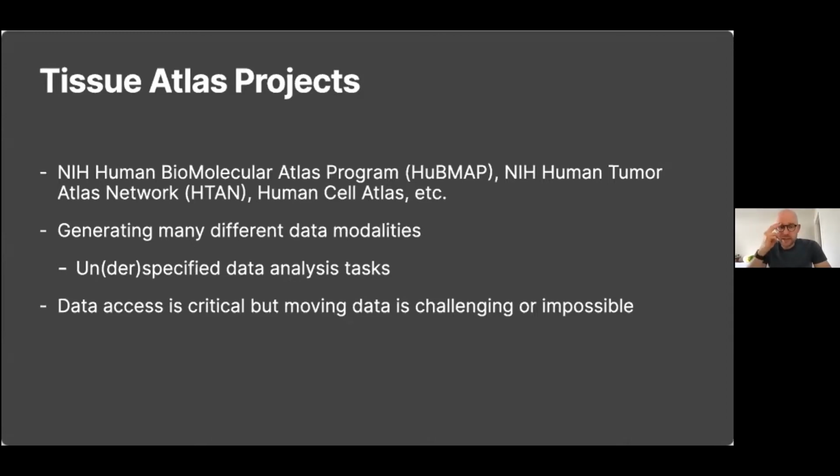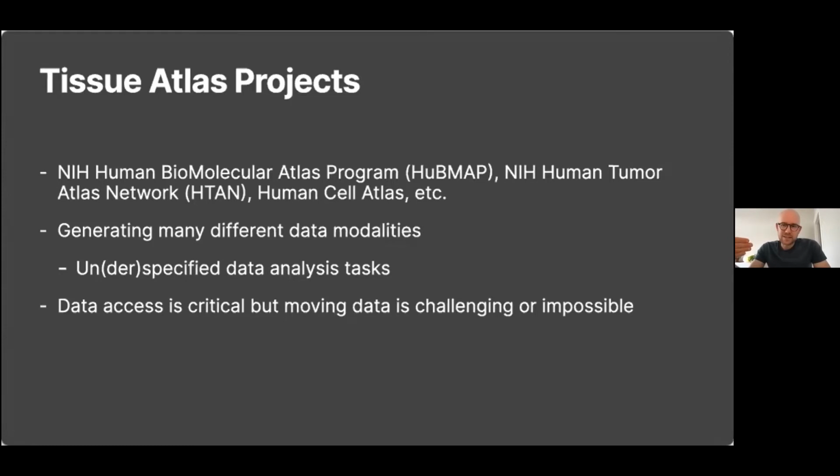The Human Cell Atlas has different sub-efforts that are looking, in some cases, at spatial data, but they also have a lot of single cell data that is not spatial, where you have no spatial information about the individual cells. As I said, all of these efforts are generating lots of different data modalities.